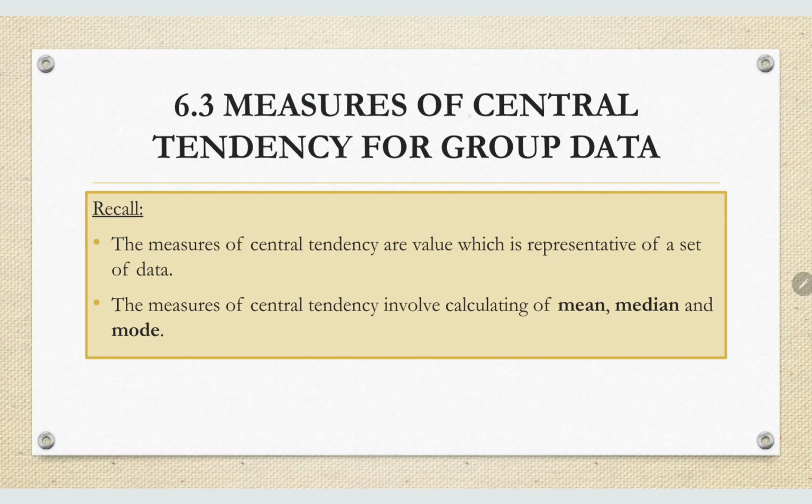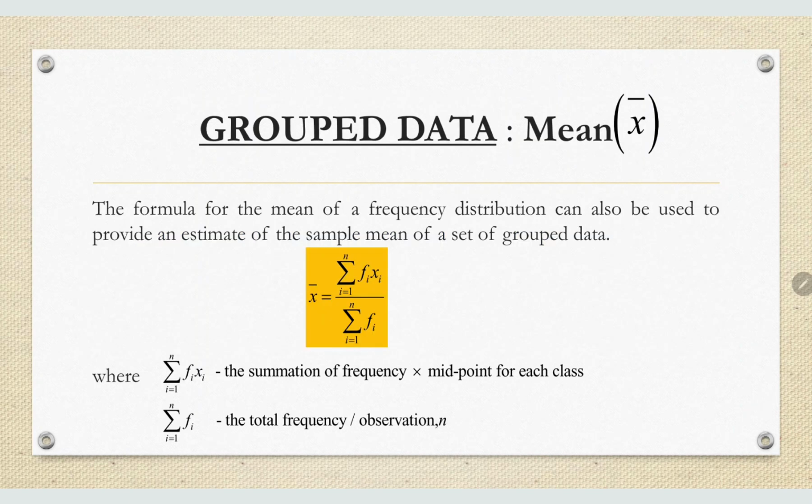6.3 Measures of central tendency for group data. Recall, the measures of central tendency are values which are representative of a set of data. The measures of central tendency involve calculating the mean, median, and mode. Now let's look at how to find the mean, or X-bar, for group data.